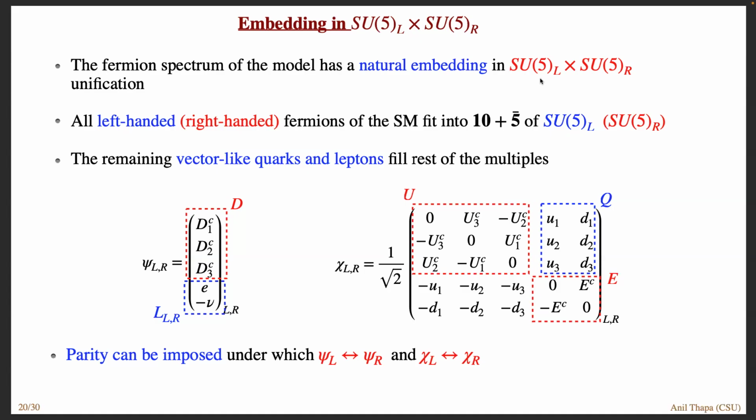Of course, why do I not have a neutral lepton to generate neutrino mass? Because it does not fit into 10 plus 5-bar for me to embed into that kind of theory. Of course, parity can be imposed at the GUT scale, where psi_L goes to psi_R, because of parity symmetry, left-handed goes to right-handed, and chi_L goes to chi_R.